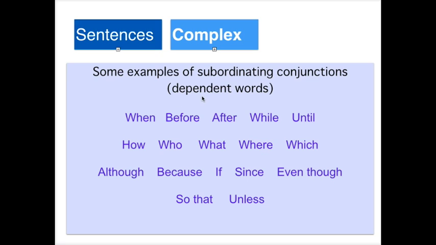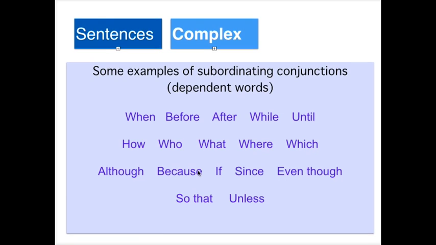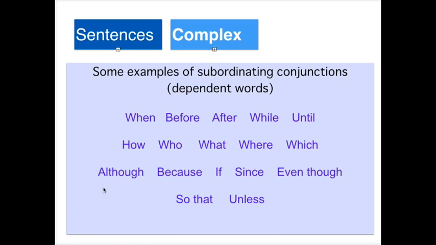Here are some examples of subordinating conjunctions or dependent words that can be used when you're creating complex sentences. So it might be worth pausing the video here and just taking a note of these and seeing if you can add them into sentences to make your own complex sentences.